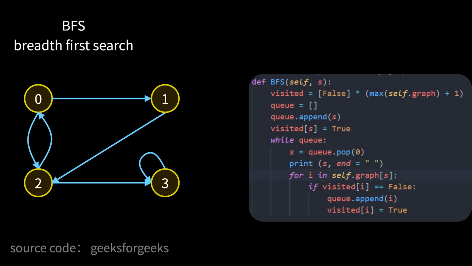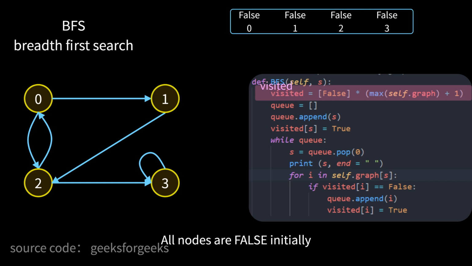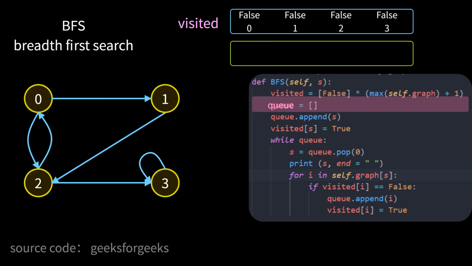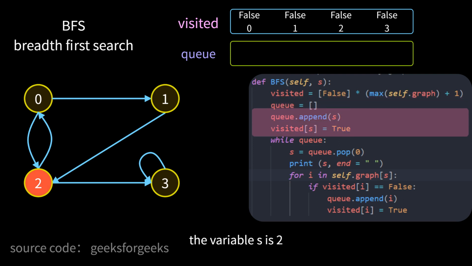Before traversing, in order to avoid revisiting the same node, an array must be initialized, called visited. All nodes are false initially. There is also an empty queue, called queue. We start at node 2, therefore the variable s is 2. Add it to the queue and mark 2 in visited as true.